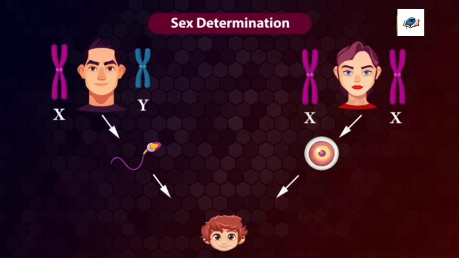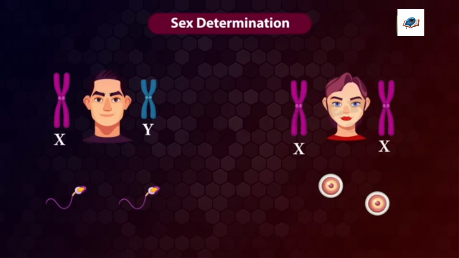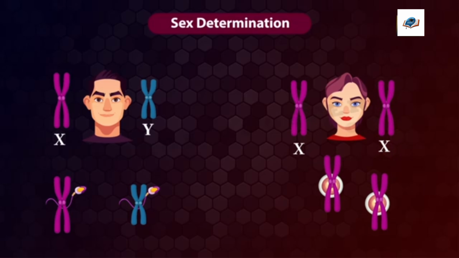Gametes or sex cells are haploid in nature. That means they have only 23 chromosomes, out of which 22 are autosomes and 1 is a sex chromosome. In males, when the gametes are formed, only 1 sex chromosome is passed to them. It can be either X or Y. So some sperm cells are formed with X and some with Y. Whereas in the case of female gametes, all are X. So all egg cells carry the X sex chromosome.